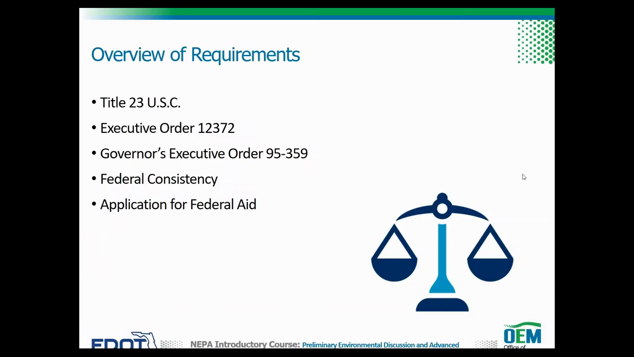FDOT develops the PED and an AN package to comply with the following regulations and requirements. Title 23 of the United States Code, or USC, mandates and outlines the efficient environmental review for project decision-making process. Section 139 of Title 23 USC requires notification that a project's environmental review process should be initiated, as well as early coordination with participating agencies and the public.